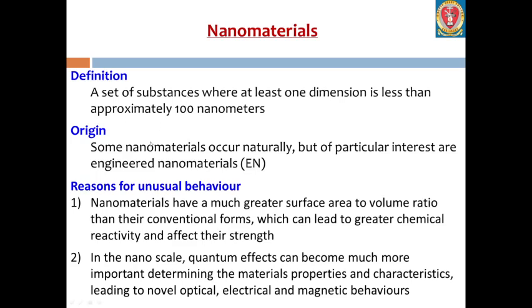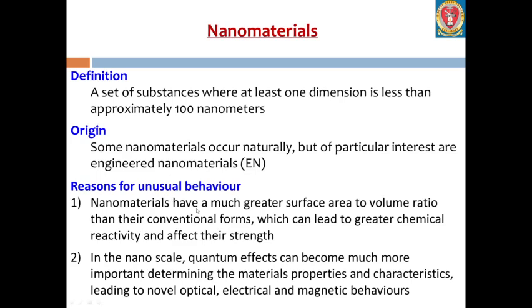And the origin, some nanomaterials occur naturally, but of particular interest are engineered nanomaterials. That means synthetic nanomaterials, because as we had seen already, we can make nanomaterials in any shape possible. Nano flower we had seen, nano urchin we can see, nano cup stock we had seen, organized wires we had seen, nano tubes we had seen, nano ribbon, film, sheet, mat, everything is possible.